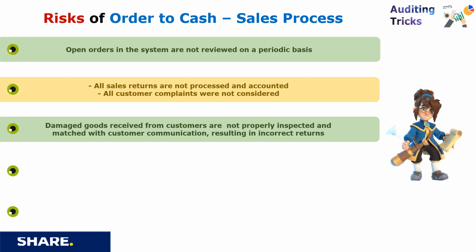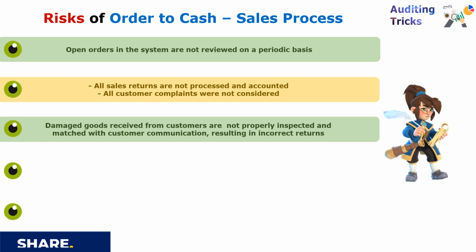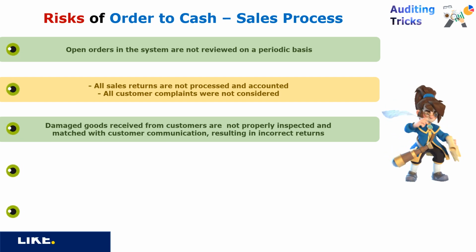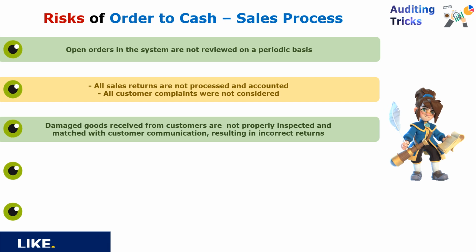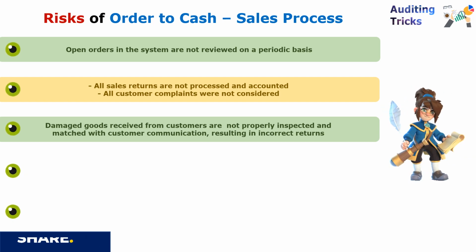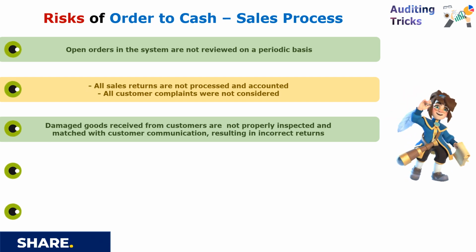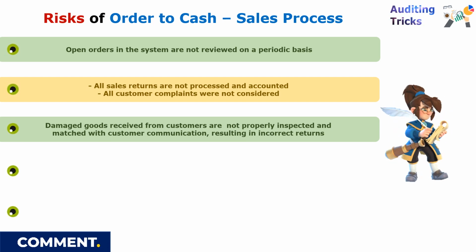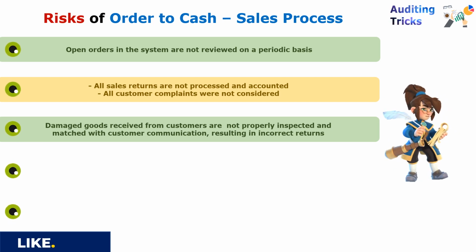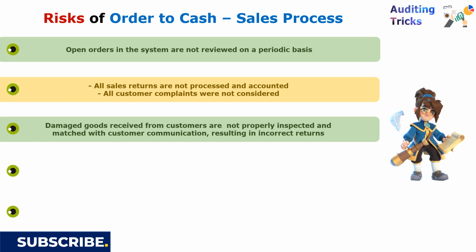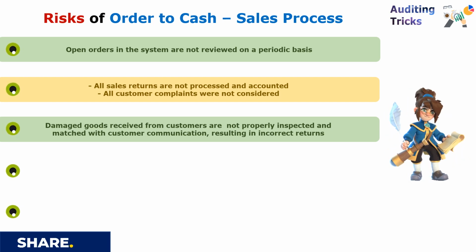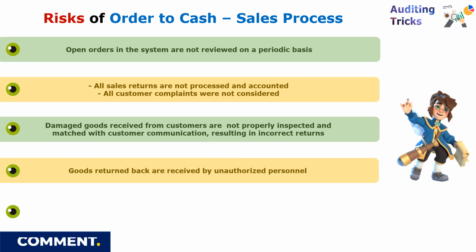Damaged goods received from customers are not properly inspected and matched with customer communication, which could result in incorrect sale returns. Here we need to ensure that the quality check was done for all the damaged goods after receipt from the customer. Also, we need to ensure that the defects were verified and posted in our accounting system. It is not a fraud risk and can be rated as a medium risk.